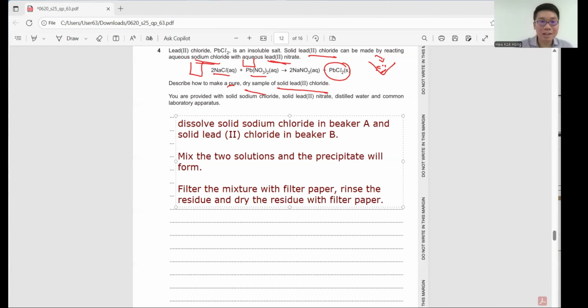Just like this, then you can get the pure dry solid lead chloride.